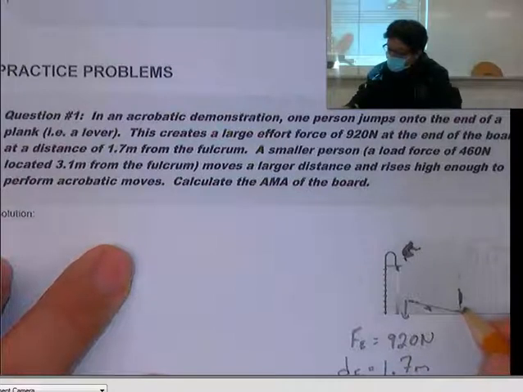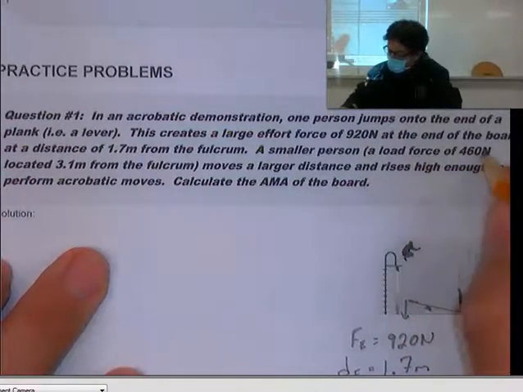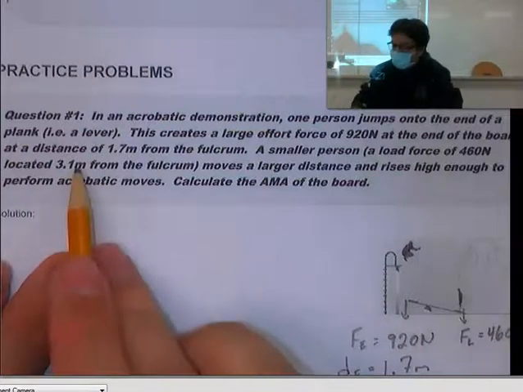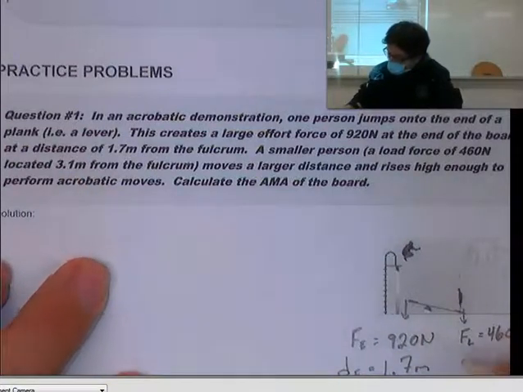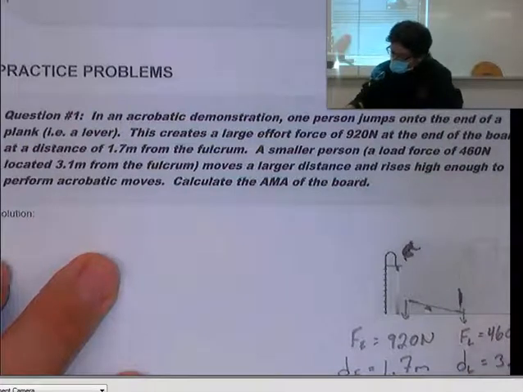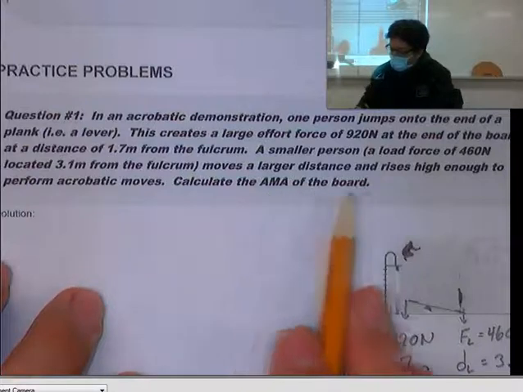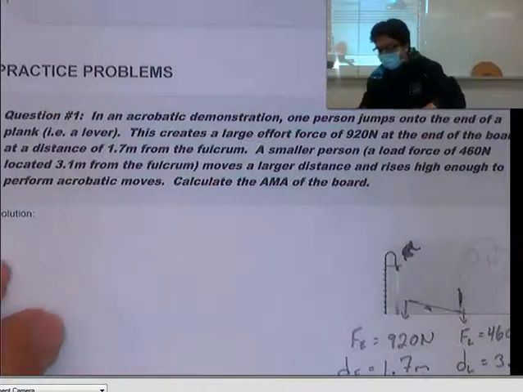You have a smaller person here, which is a load force of 460 newtons, so that's our load force, 460 newtons, and located 3.1 meters from the fulcrum. So we know that our load arm is 3.1 meters. Calculate the AMA of the board. So that's your actual mechanical advantage.